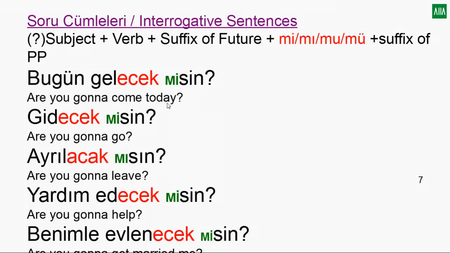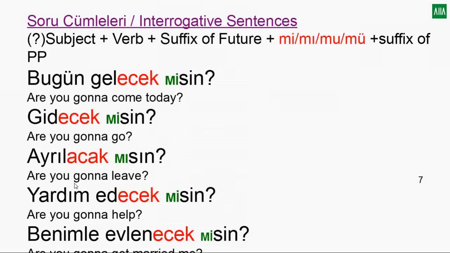Okay, guys. So here, bugün gelecek misin? Are you gonna come today? Or are you going to come today? Or will you come today? Alright, the same meaning. Bugün gelecek misin? The sin ending means you. Okay. Gidecek misin? Are you gonna leave? Or are you gonna go? Or will you go? Something like this.